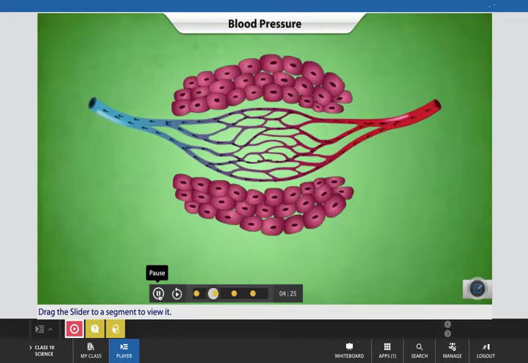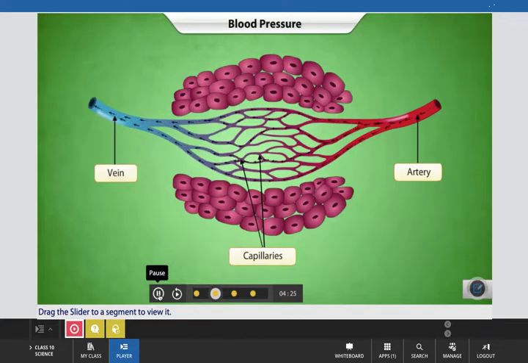Blood pressure varies in different blood vessels. It is highest in arteries, declines as the blood flows into the capillaries, and is lowest when the blood reaches the veins.